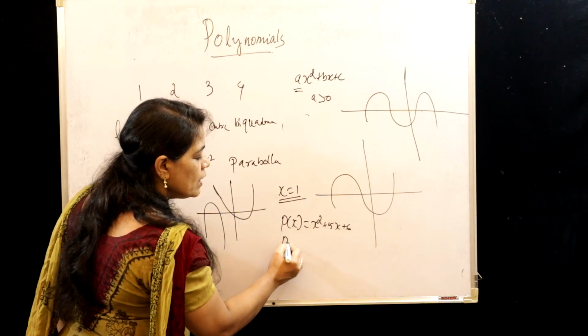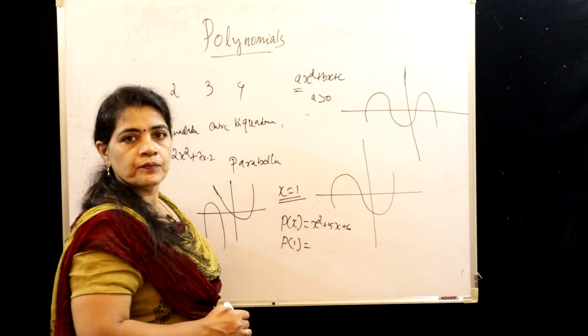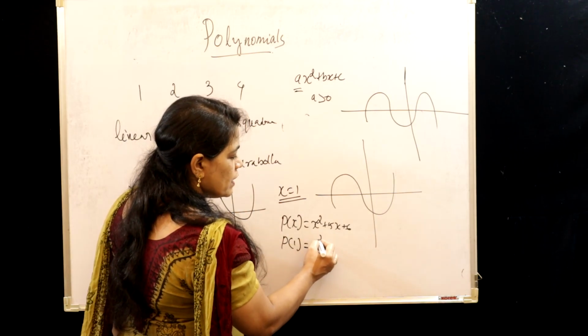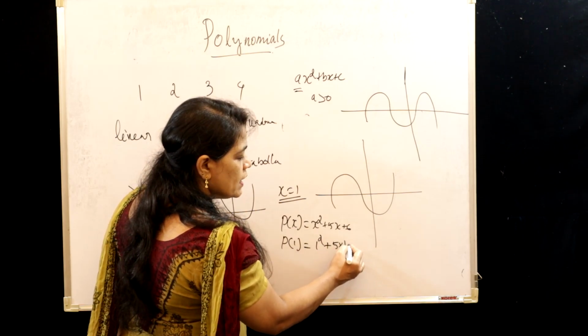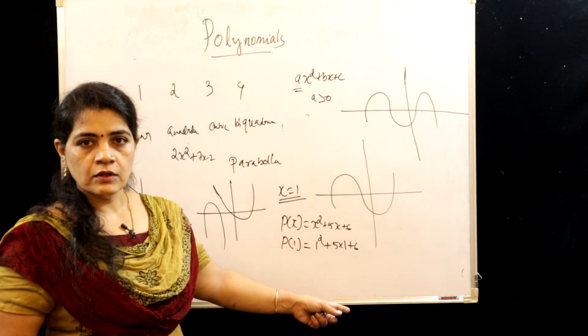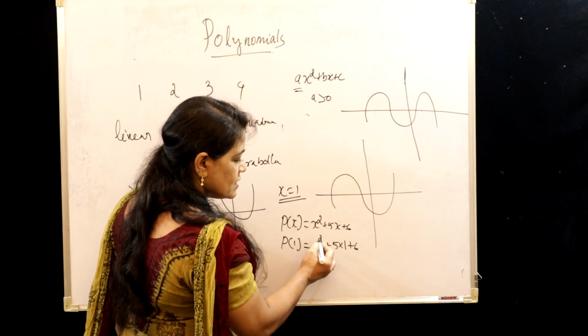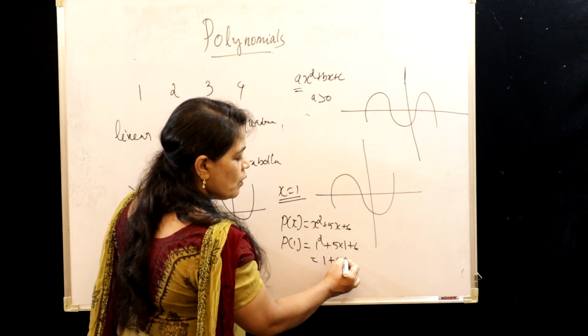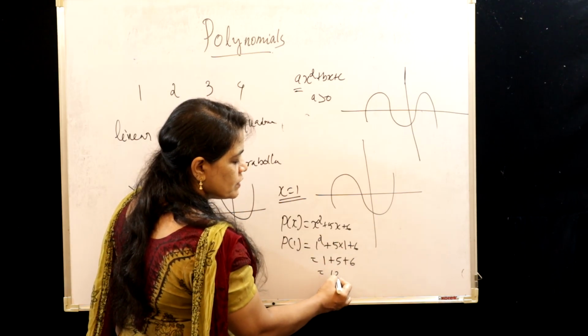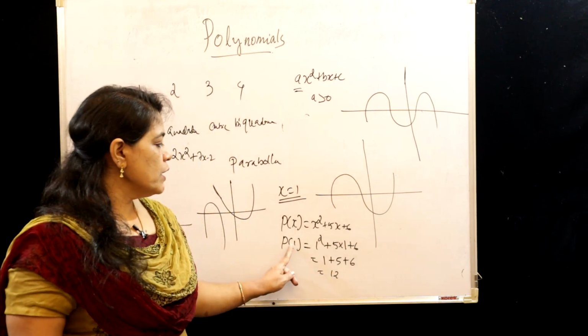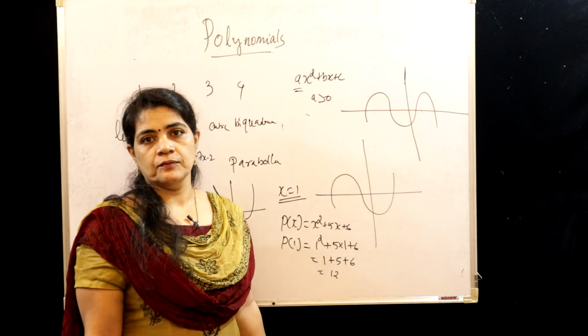That is p of 1 equal to 1 square plus 5 into 1 plus 6, where 6 is a constant term. So you will get 1 plus 5 plus 6, that is 12. 6 plus 6 is 12. That is p of 1 equal to 12.